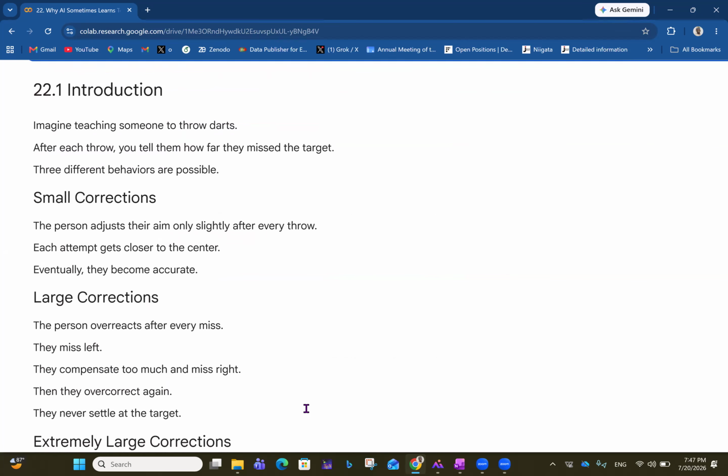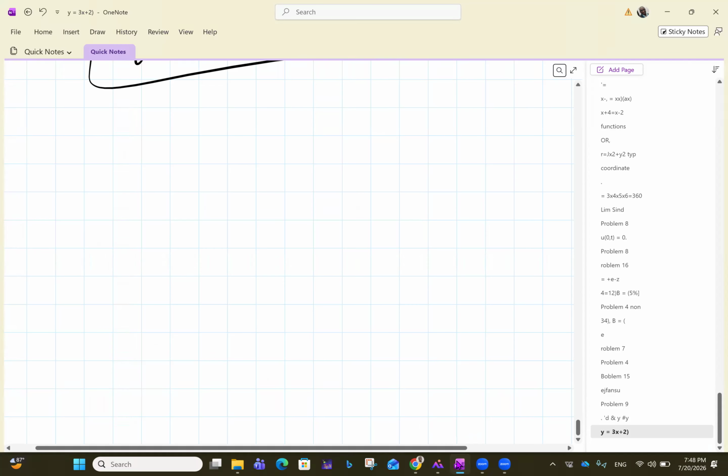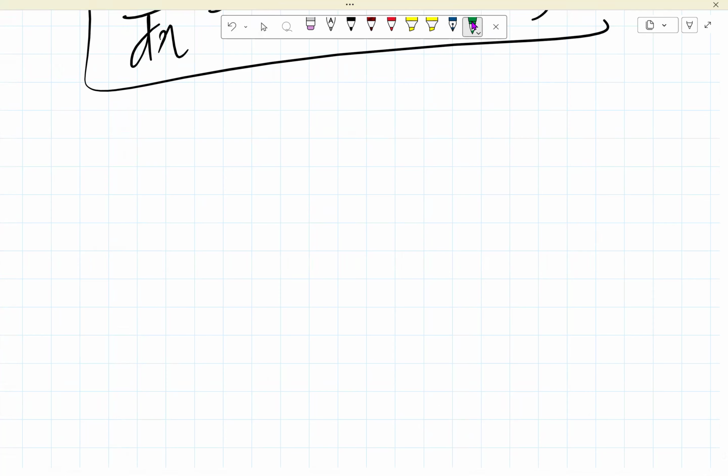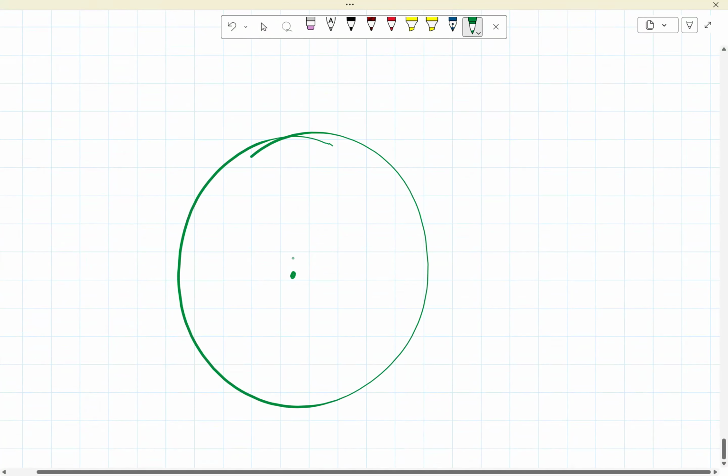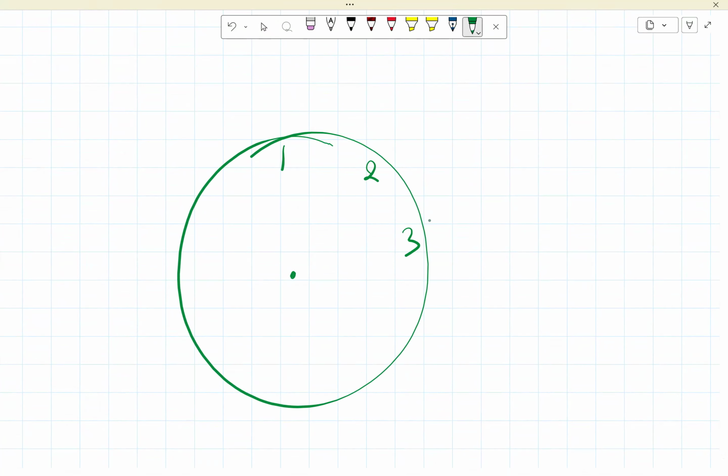In the introduction, imagine teaching someone to throw darts. After each throw, you tell them how far they missed the target. And three different behaviors are possible. Let me just try to picture it right here, imagine a dartboard with numbered positions.